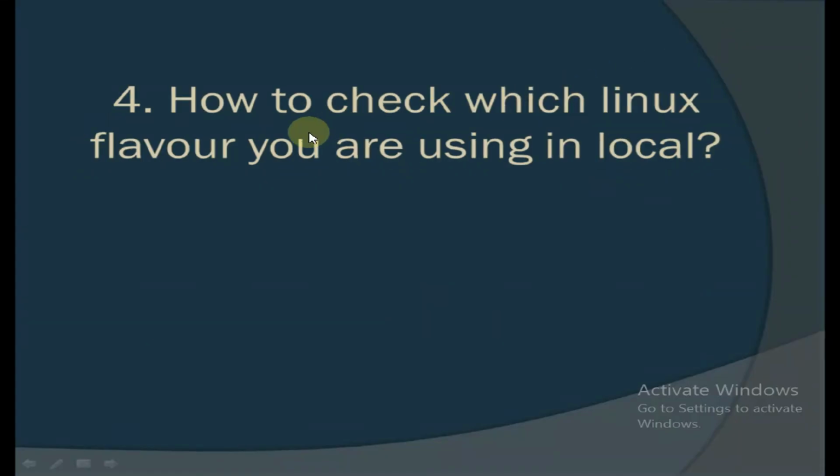How to check which Linux flavor you are using locally. In real time, sometimes we can forget which Linux flavor we are using. At that time we want to check which Linux flavor we are currently working on. How is it possible? Sudo cat slash etc slash os-release. In this file our Linux flavor information is available. So let's check in the practical.